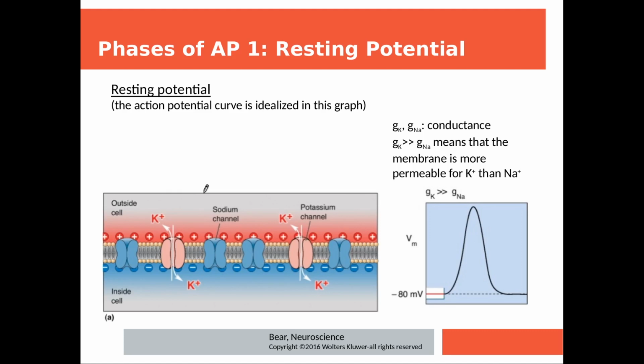So let's think about how an action potential happens. How does the flow of ions cause an action potential, the different phases of the action potential? Well, first, your resting potential. We already know about the resting potential, right? During the resting potential, for potassium and sodium ions, the conductance, or the permeability, is much higher for potassium than sodium.